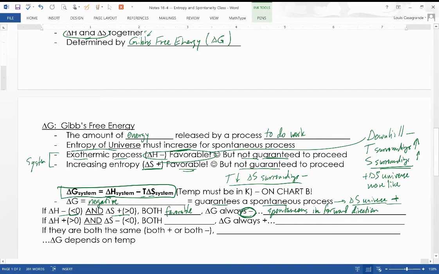Now, here's the opposite. If we have a delta H that's positive, so that's not spontaneous, and a delta S that's negative, they both lead to a decrease in the entropy of the universe. Not good. So those are both unfavorable. It doesn't matter what temperature it is, the delta G is always going to be positive, and so this is always not spontaneous at any temperature.